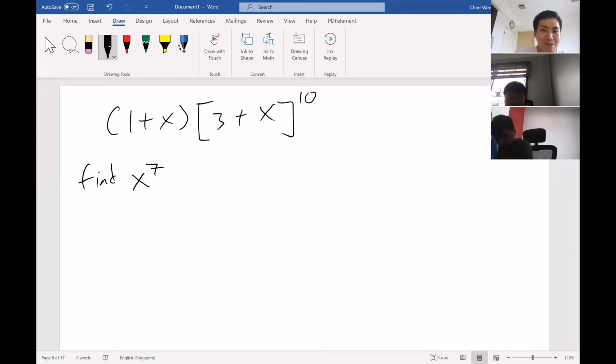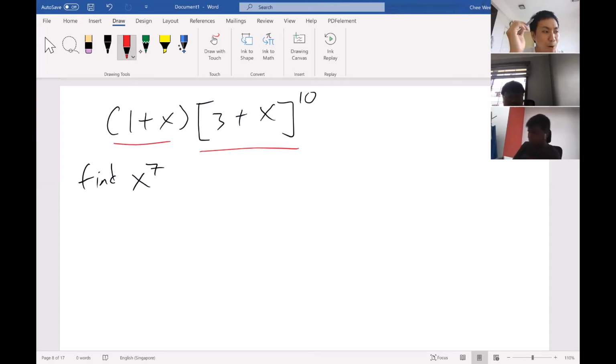Imagine this question, I give you power 100. Are you going to expand power 100? Cannot be, right? So to expand is correct, but it's not a scalable method. If you think about it, this is a multiplication of two polynomials, and you have already gone through polynomials.